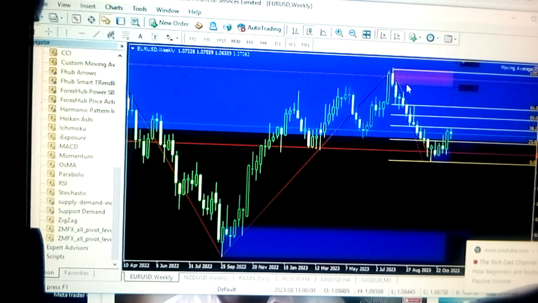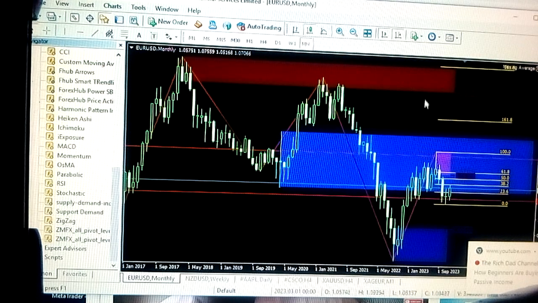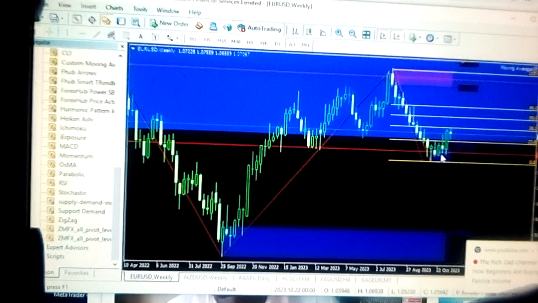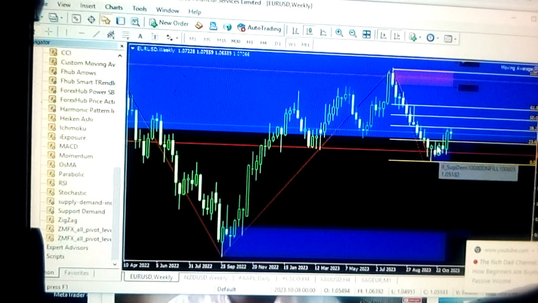Where do we have supply and demand? You can see this red here, and that one normally appears in the monthly. Remember, this one you put in the monthly side. So we do have another one. This is another one. So let us go to weekly also. You're gonna see something. Look at this thing. You can see it. We do have supply and demand.